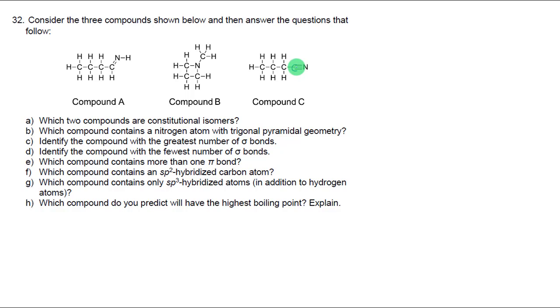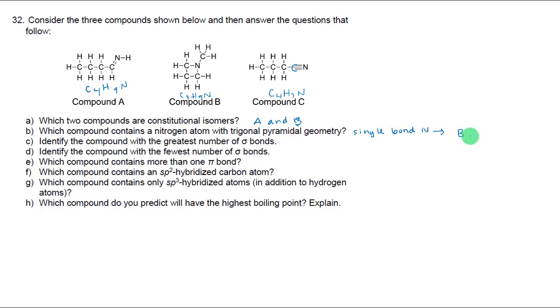So letter A is asking which 2 compounds are constitutional isomers. Remember that a constitutional isomer has the same formula, but it's connected differently. If I look at the formula for A, I have C4H9N. This one is C4H9N. This one has C4H7N. So A and B are constitutional isomers. Which compound contains a nitrogen atom with trigonal pyramidal geometry? The nitrogen that is singly bonded will be the trigonal pyramidal one, so this one is B.